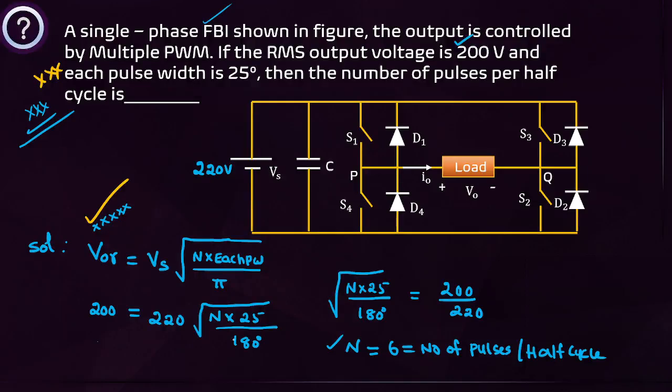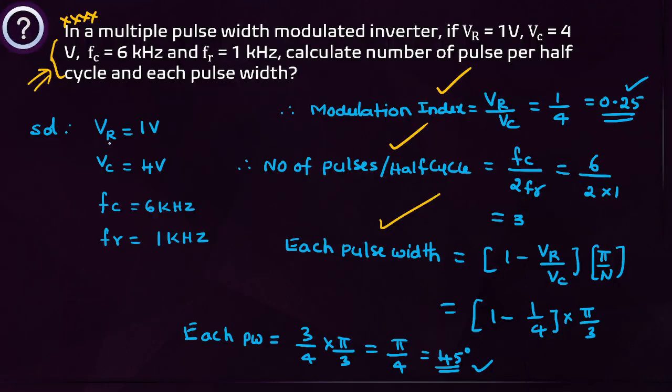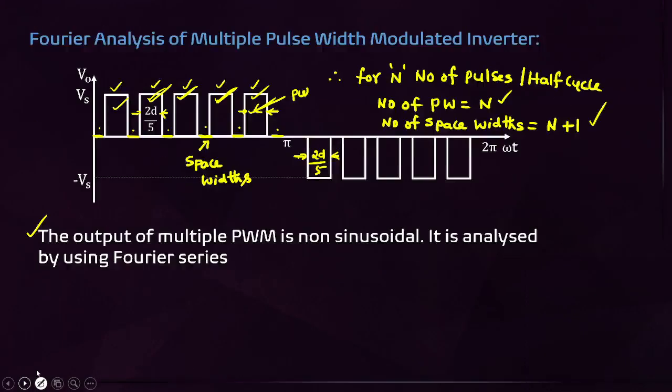Here, if the RMS output voltage is given, how many pulses per half cycle are asked. Here the reference voltage, carrier voltage, carrier signal frequency and reference signal frequency are given. What is the modulation index? Vr by Vc. How many pulses per half cycle? Fc by 2Fr. Each pulse width you have to calculate. Each pulse width is 1 minus Vr by Vc into pi by L, that you have to concentrate on.